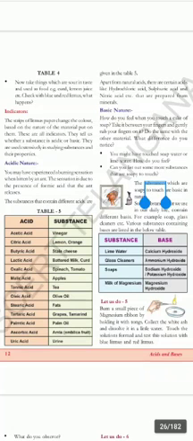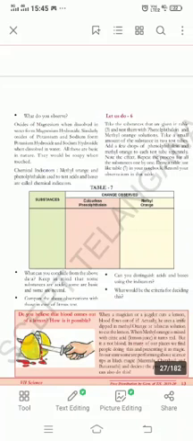Children, did you understand? Is it clear? Next. So magnesium hydroxide and sodium hydroxide, when dissolved in water, all these are basic.